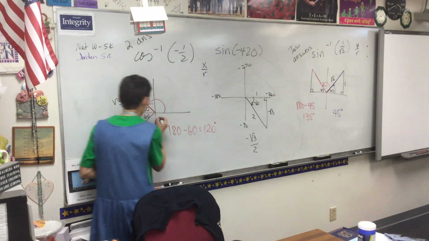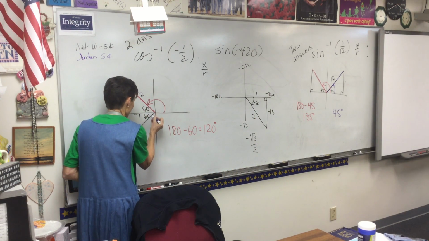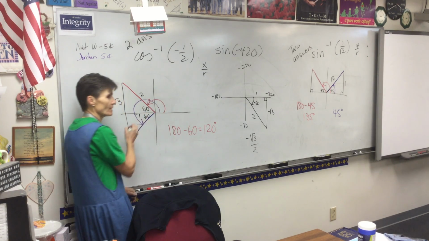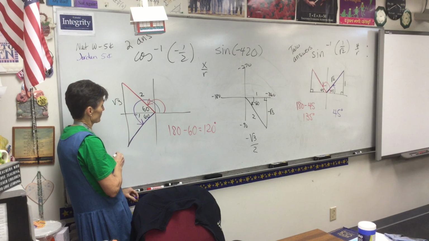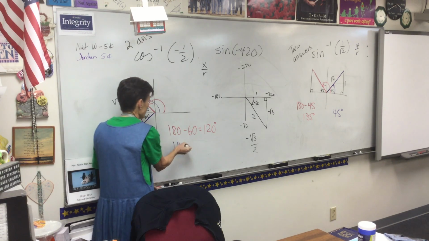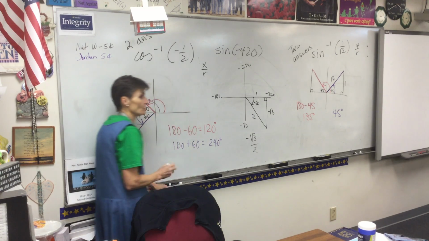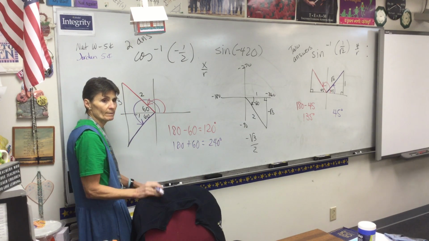The second one is this purple one, which is all the way around to here now, which would be 180 plus 60, which is 240.